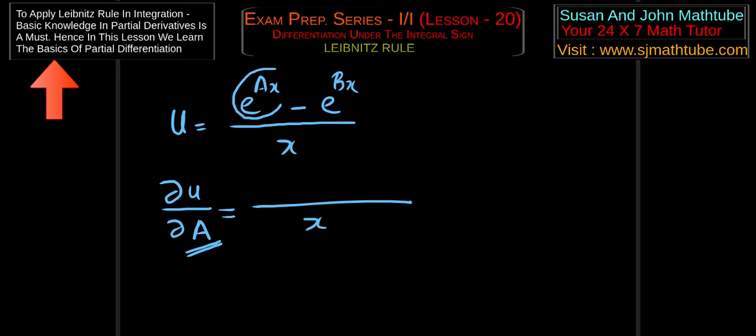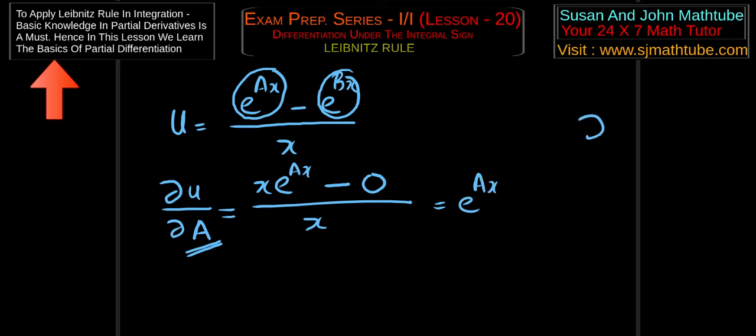And this is a variable. I don't see any variables here, so this is a constant. So this will be minus 0. So here we go, we write the derivative e power ax into constant. So I get x e power ax. So why don't you try the partial derivative of u with respect to b by yourself.